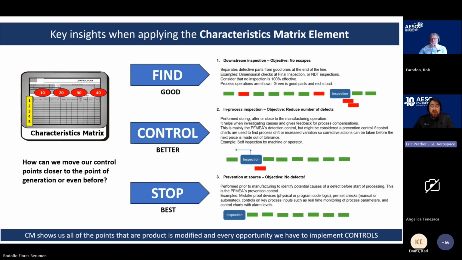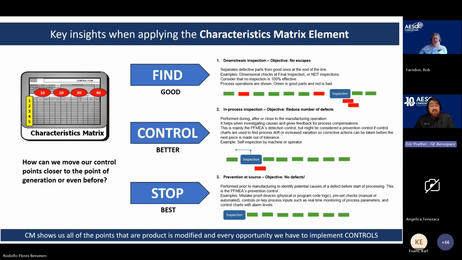So here, at the top, finding it is good, right? We absolutely have to find every defect that we make, but this is downstream inspection, right? So maybe we've put in some value add along the way. There's a chance it gets out. Inspection is not 100% effective. Looking at this little diagram we have, the process operations are shown where green is good parts, red is bad parts. We're moving them down the line towards inspection, but we have a lot of WIP, so it's going to be hard to really intervene when we find a problem.